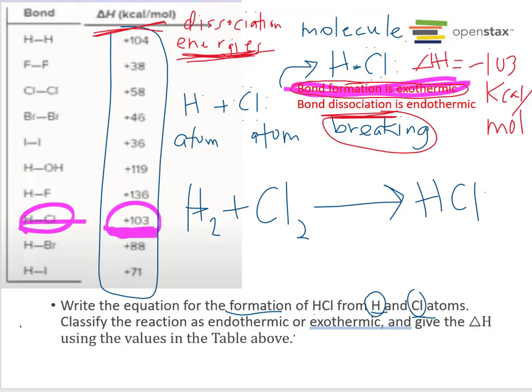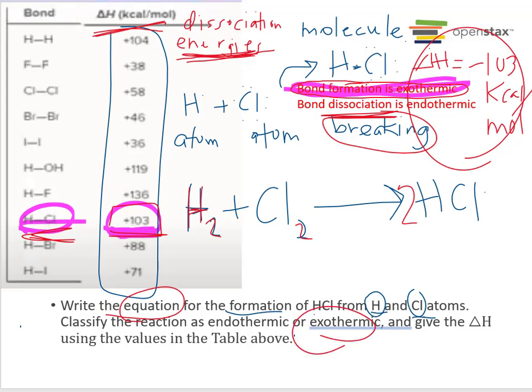Now, if I wanted to write this as a correct balanced equation, we need to recognize that hydrogen is one of those lucky 7 that needs to be diatomic. Chlorine also needs to be diatomic. And so therefore it needs to be H2 and Cl2. And then to balance HCl, we would need a 2 right here. But we're still forming HCl. It's still the same delta H. And it is still exothermic.